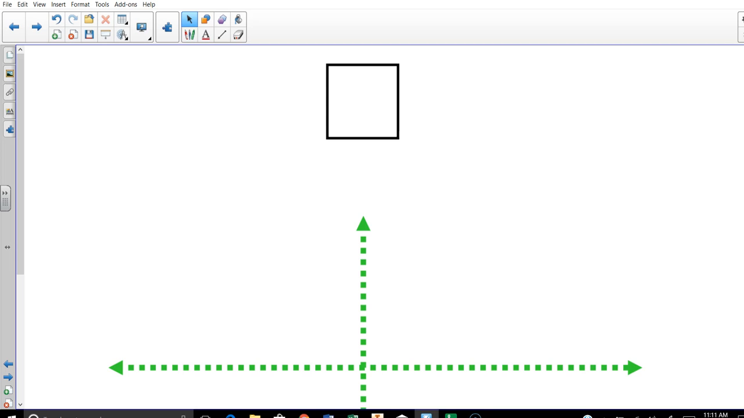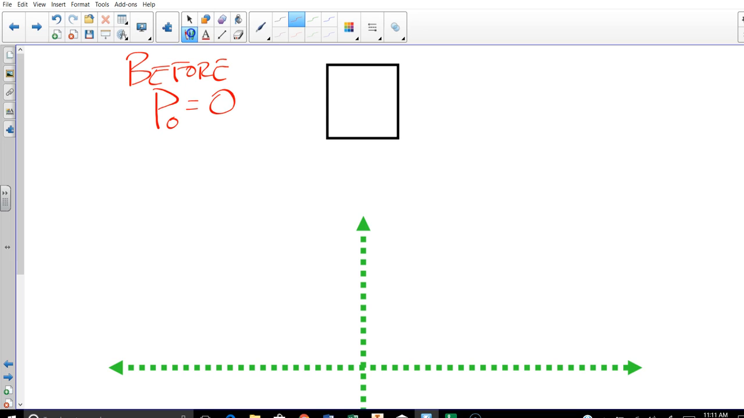Now, if this is the before situation, what is its momentum before anything happens? 0. This is basically like the me and Shaq problem, right? If we're just standing there, the momentum is 0. So momentum initial is 0 kilogram meters per second.